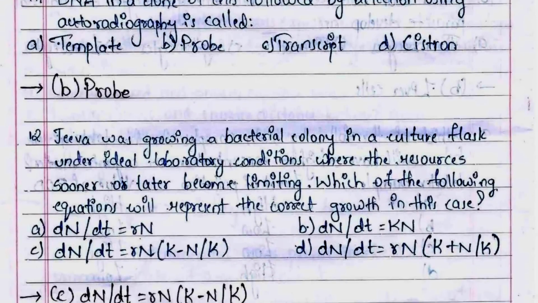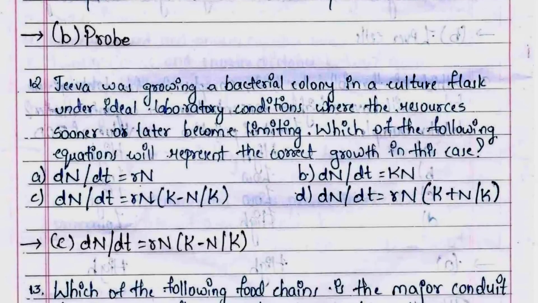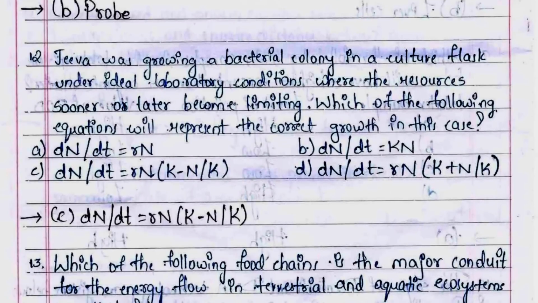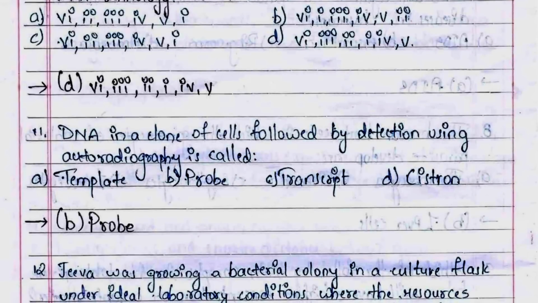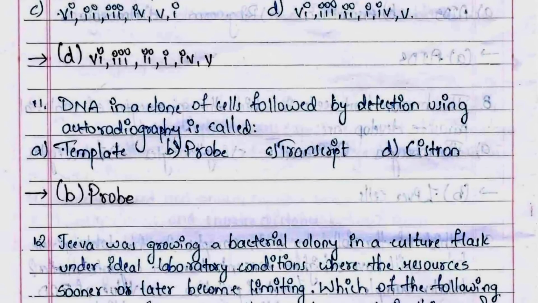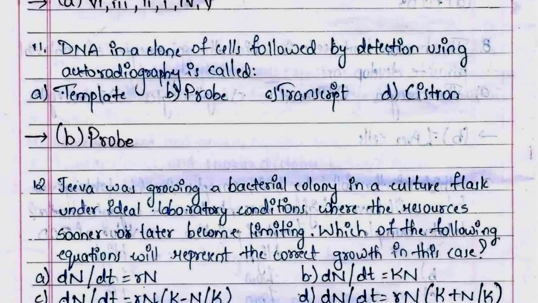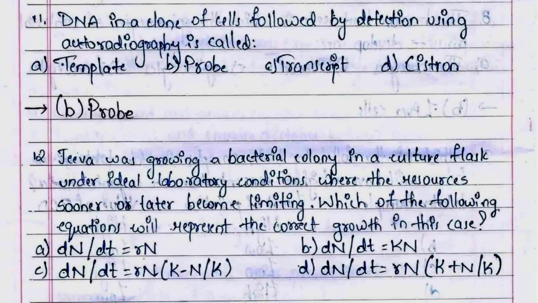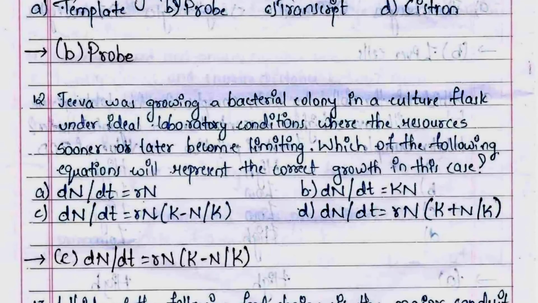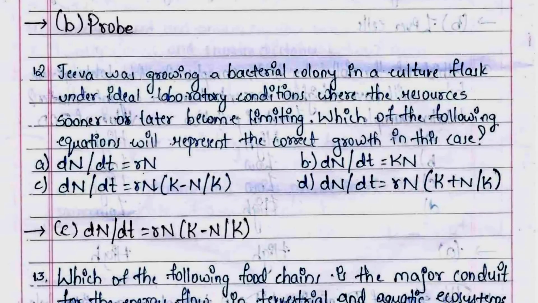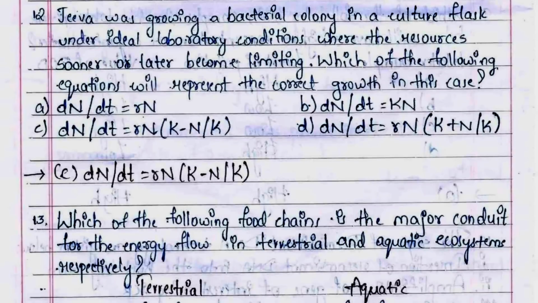12th, Jiva was growing a bacterial colony in a culture flask under ideal laboratory conditions where the resources sooner or later became limiting. Which of the following equations will represent the correct growth in this case? A, dN by dt is equal to rN. B, dN by dt is equal to KN. C, dN by dt is equal to rN of K minus N by K. D, dN by dt is equal to rN of K plus N by K. And the answer is C, dN by dt is equal to rN of K minus N by K.